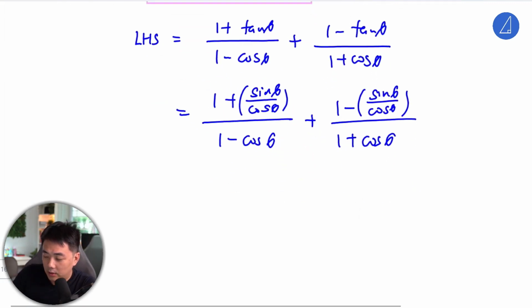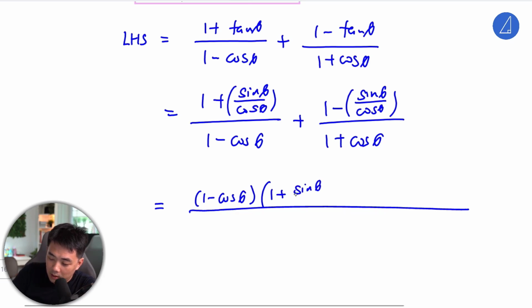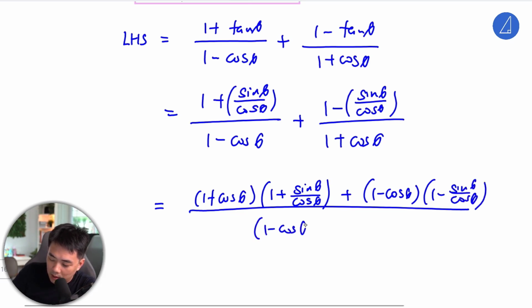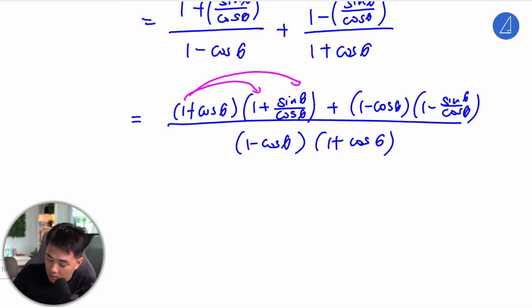The next part is essentially I'm just going to make it a common fraction, a common denominator, just a single fraction. So it's 1 plus sine theta over cosine theta, plus 1 minus sine theta over cosine theta. The denominator will be 1 minus cosine theta, 1 plus cosine theta. Slowly distribute it in. It looks very complicated. Let me see first. Okay, actually looks okay.